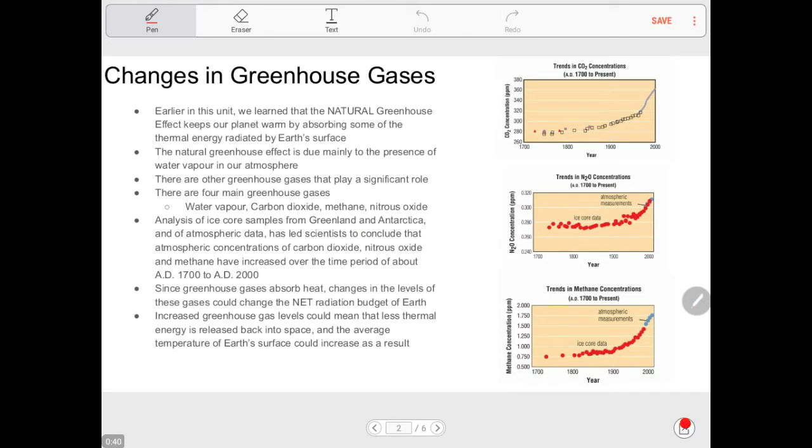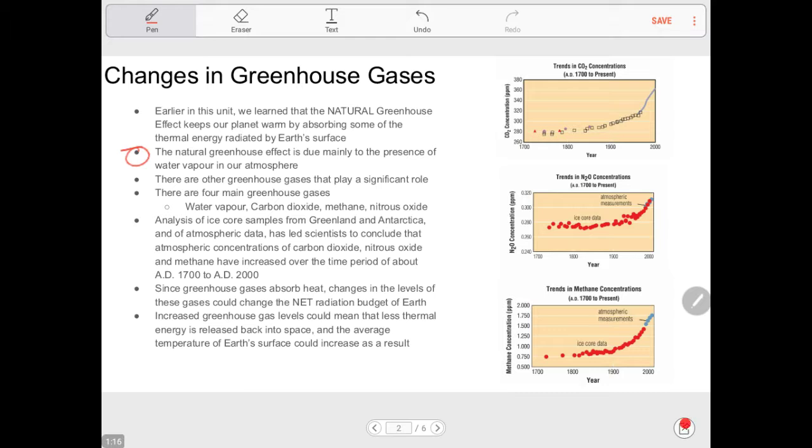Now, changes in greenhouse gases. Earlier in this unit, we learned that the natural greenhouse effect keeps our planet warm by absorbing some of the thermal energy radiated by the Earth's surface. The natural greenhouse effect is due mainly to the presence of water vapor in the atmosphere. There are other greenhouse gases that play a significant role. The four main gases are water vapor, which we already mentioned, carbon dioxide, methane, and nitrous oxide.